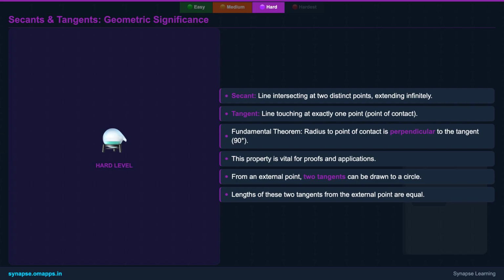The theorem stating that a radius is perpendicular to the tangent at the point of contact is incredibly powerful, forming right angles crucial for many proofs. Also, from an external point, exactly two tangents can be drawn to a circle, and their lengths from that external point to the points of contact are always equal. These properties are cornerstones of advanced circle geometry.